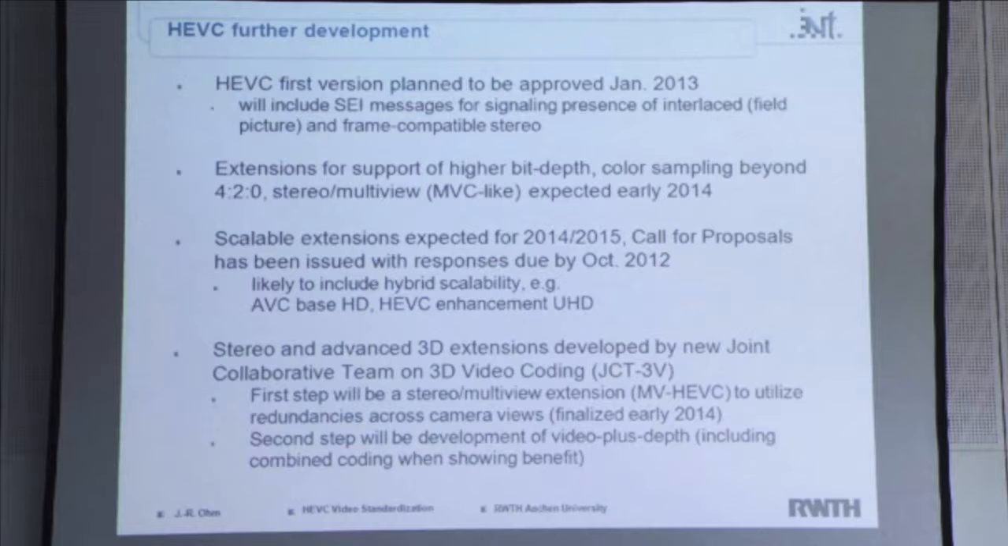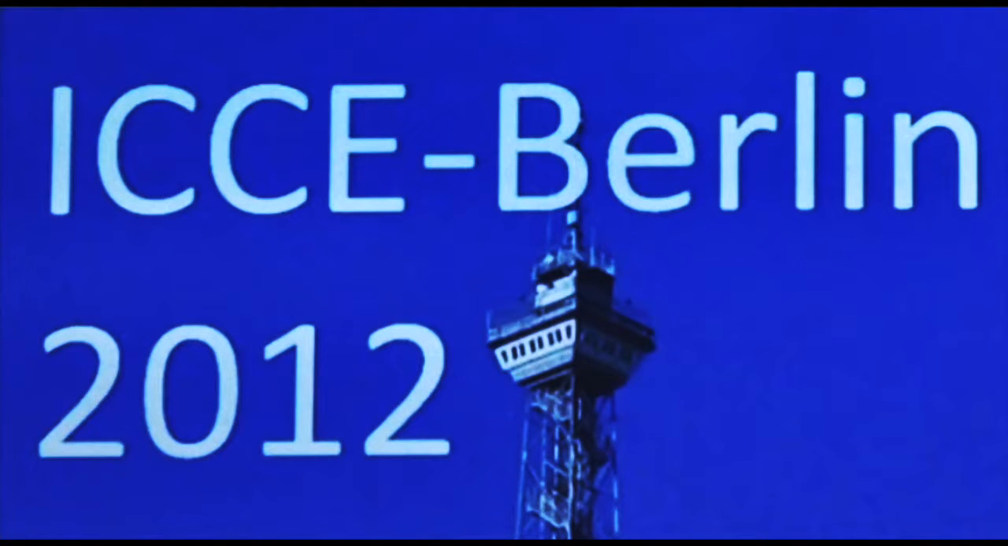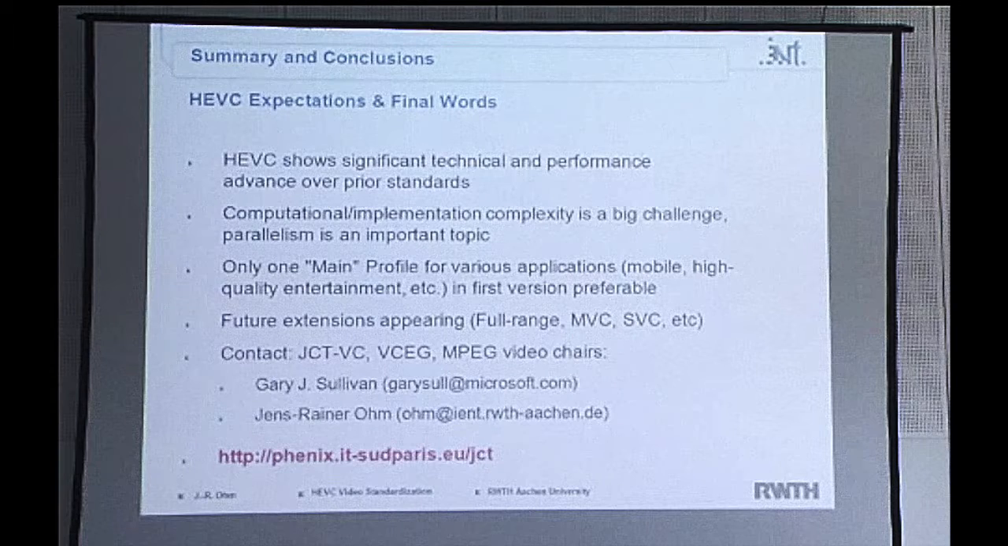So 2014, 2015, we are targeting to have done a scalable framework. Scalability could even mean, and this is included in the call for proposals, an HEVC base layer HD and an HEVC enhancement layer Ultra HD, for example compatible HD and Ultra HD broadcast servers. And 3D extensions are already targeted as well. We have a second collaborative team on 3D video coding that started working last July and will continue. And I think that's it more or less.